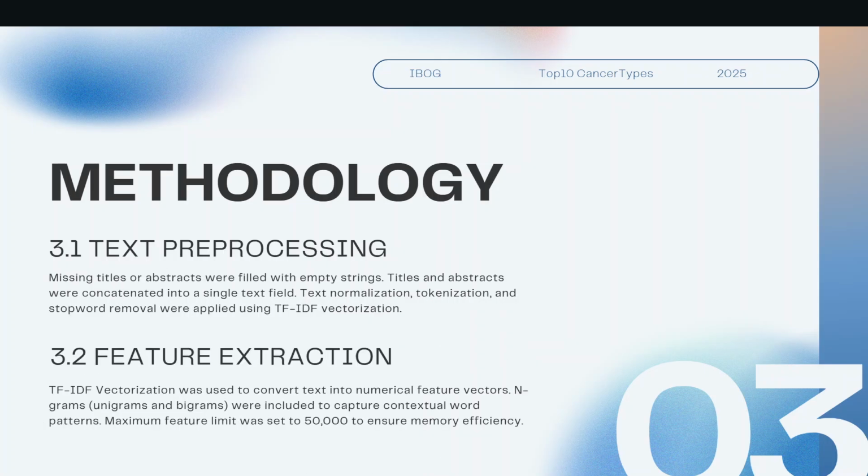So first of all, we processed our text. Missing titles or abstracts were filled with empty strings. Titles and abstracts were considered a single text field. Text normalization, tokenization, and stop word removal were applied before TF/IDF vectorization.